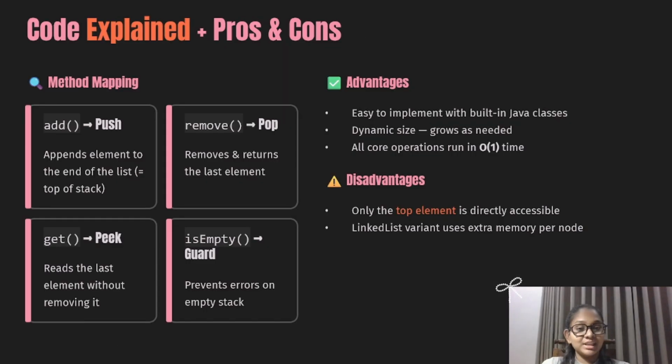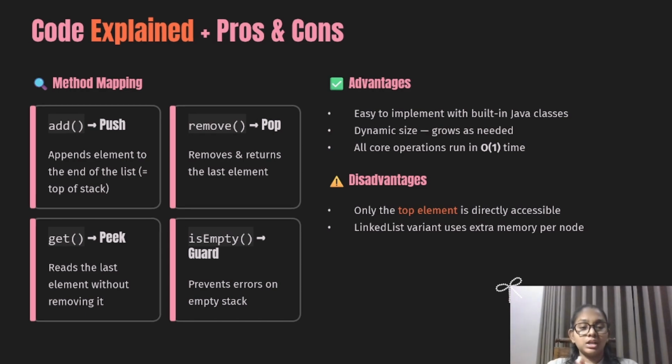So this slide basically summarizes the entire logic behind the implementation. Each Java method directly maps into a stack operation. Add works as push, remove works as pop, and get works as peek. And honestly, this is why LStack is such a popular implementation, because it's simple, clean, and beginner friendly. Now let's quickly look at the advantages. First, it's really easy to implement using Java's built-in classes. Second, the stack size can grow dynamically whenever needed, and operations like push and pop are also very efficient.